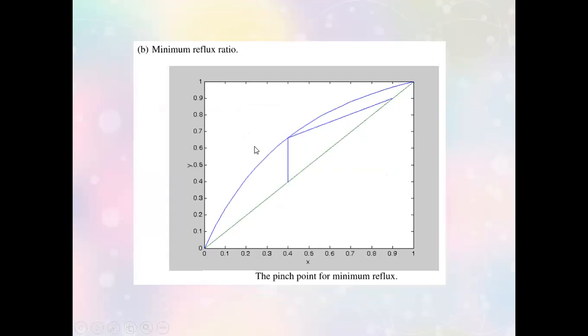Okay, determining the minimum reflux ratio. Now, determining the minimum reflux ratio graphically will require that you plot your feed line. In this case, your feed line is a vertical line because your Q is 1. Why is your Q 1? Because you have a saturated liquid feed.